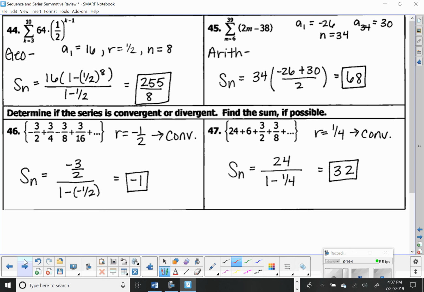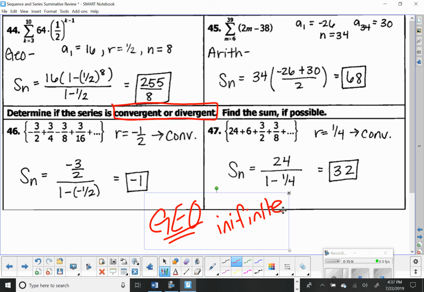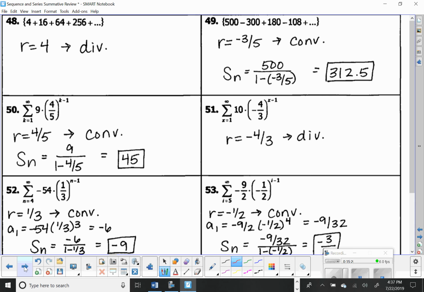And here are some more. Again, 44, 45, I don't care if it's arithmetic or geometric. If it's in summation notation, I just plug it in the calculator. Now, as soon as you are asked convergent or divergent, you know that that is geometric, and you're talking about infinite geometric. So the first thing you need to do is find r, and then ask yourself if the absolute value of r is less than 1. If it is, it converges, and you're going to use the formula. If it's not, no sum. Those should be pretty quick, pretty easy.